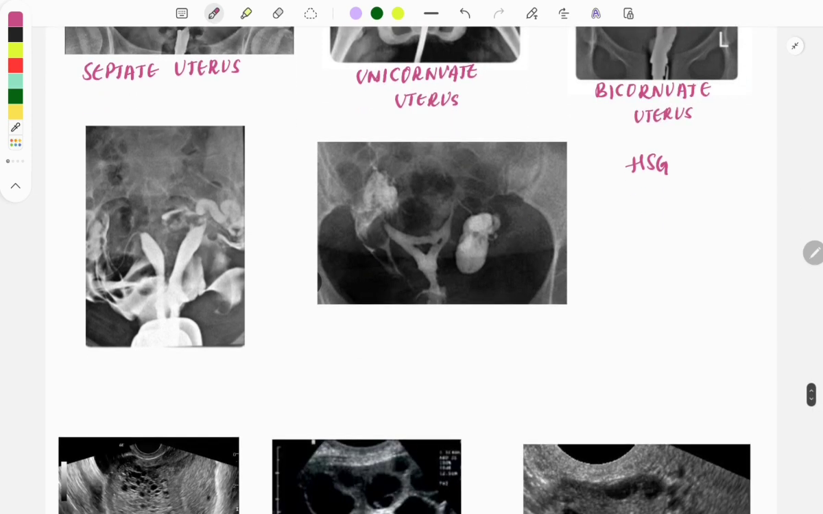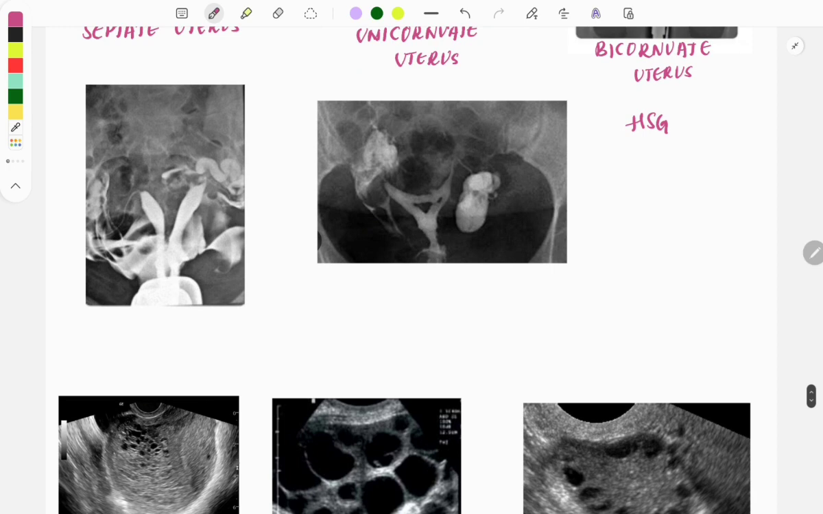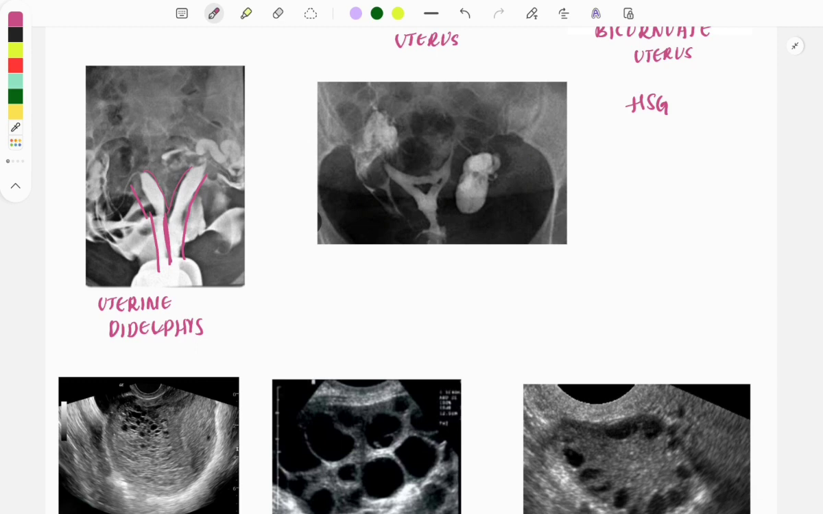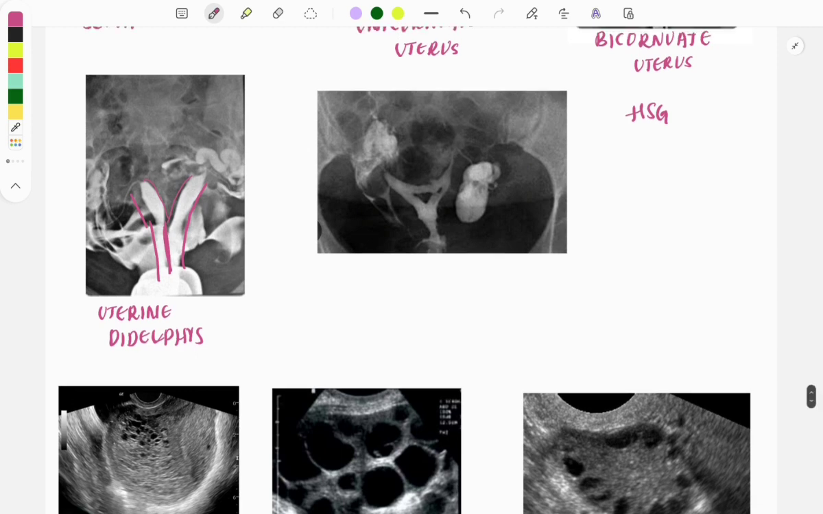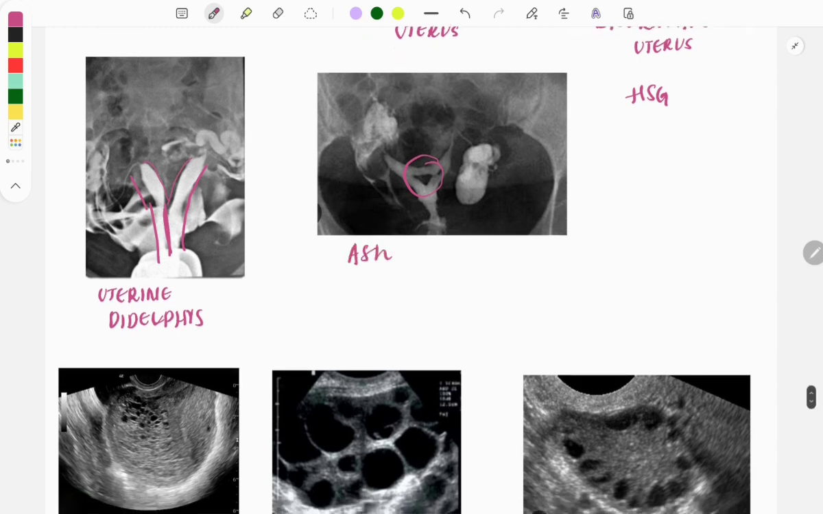Then the next image, as you can see here, is suggestive of uterine didelphys, because there are two uteri and there are two vaginas. This kind of anomaly is called uterine didelphys. Then moving on to the next image, as you can see in this image, there's a filling defect, and this classical finding is seen with Asherman syndrome.